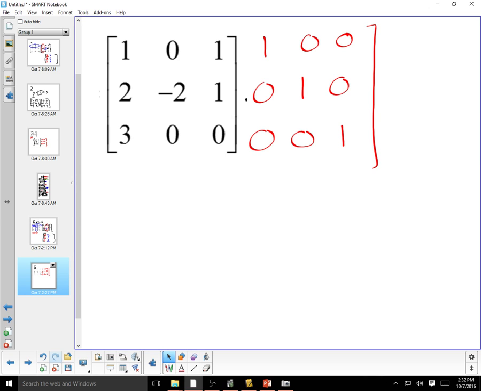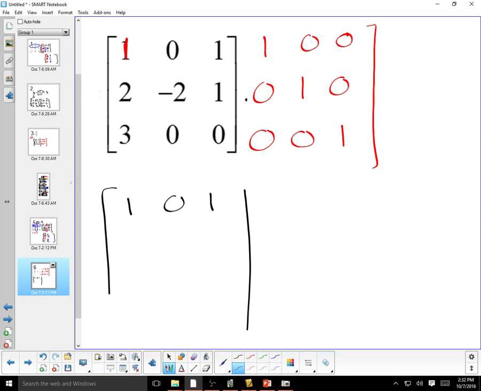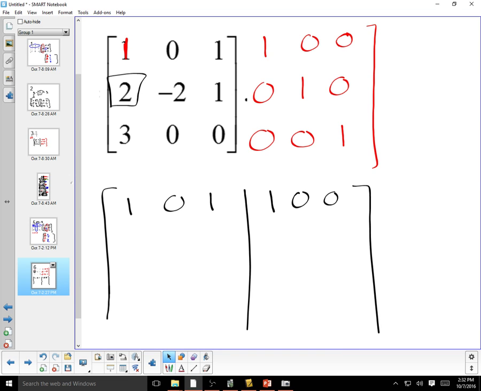Luckily for us, this is already a 1, isn't it? So do I really need to do much there? No. So I'm going to do my tedious work here: 1, 0, 1, 1, 0, 0. Now, I need this 2 to become a 0. How am I going to do that? I'm going to take row 1 multiplied by a negative 2 and add it to row 2.